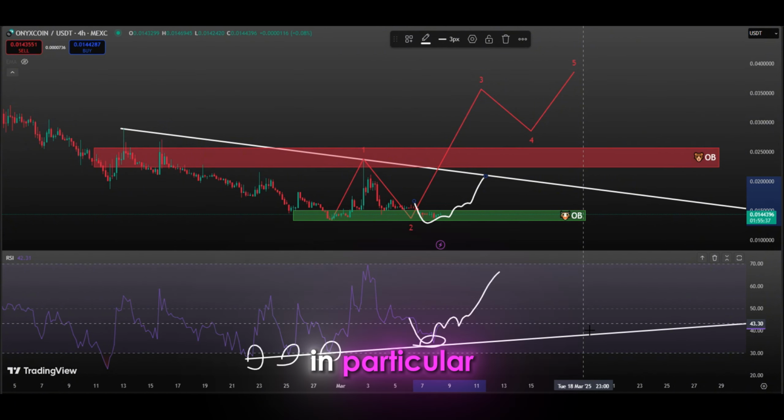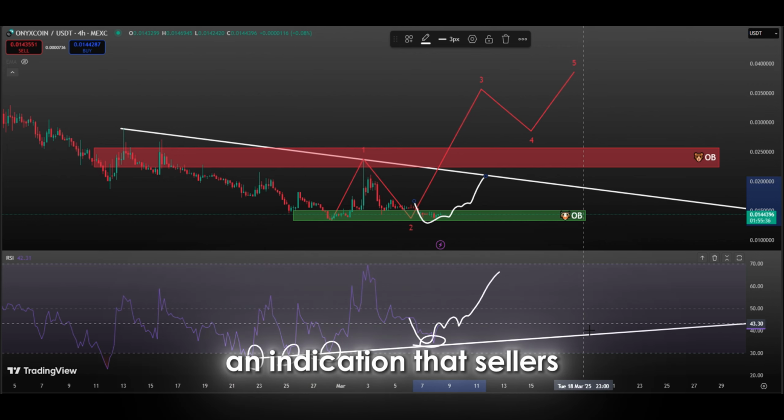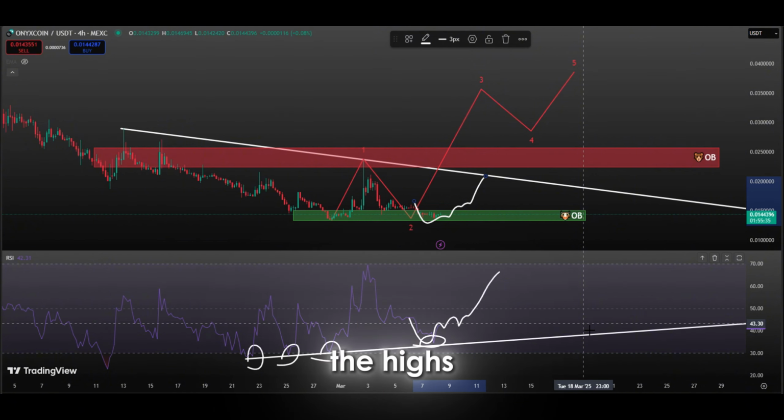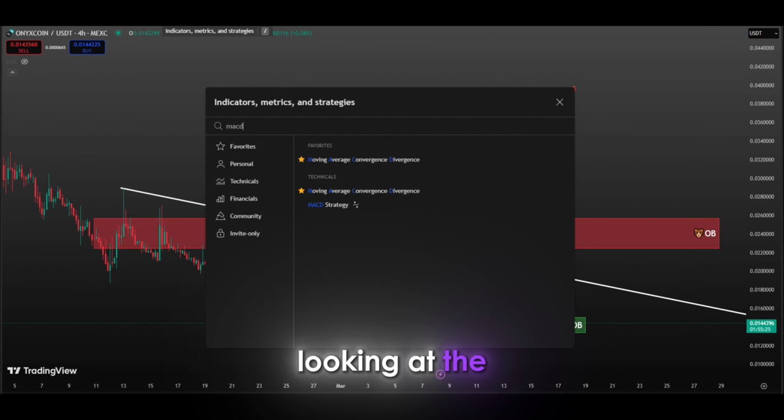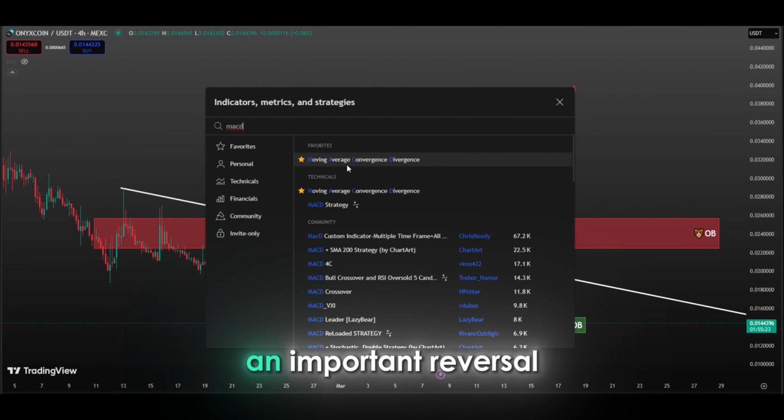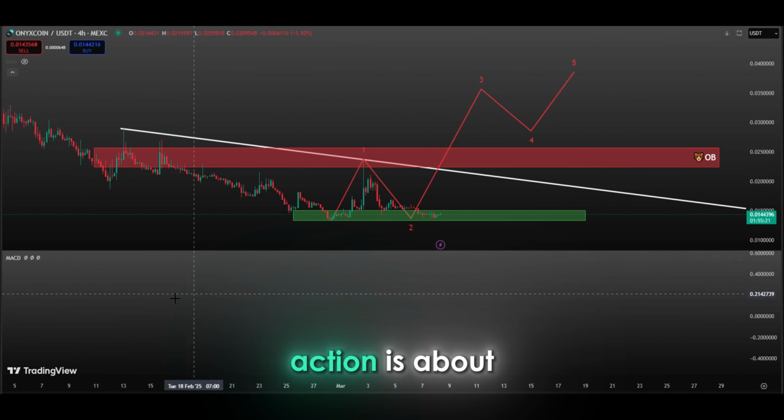In particular, if the RSI breaks below the trend line and stays there, it could be an indication that sellers are starting to dominate the market. And if the RSI goes to the highs from here, the price will break the downtrend and we will see a nice rise. Looking at the MACD indicator, an important reversal signal in price action is about to occur.